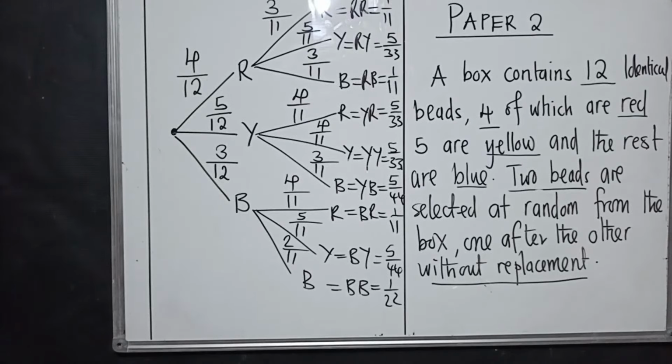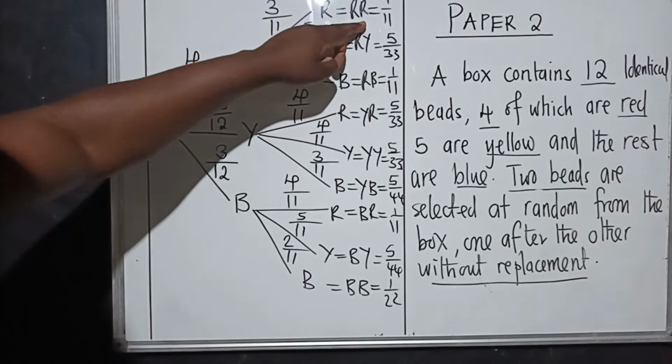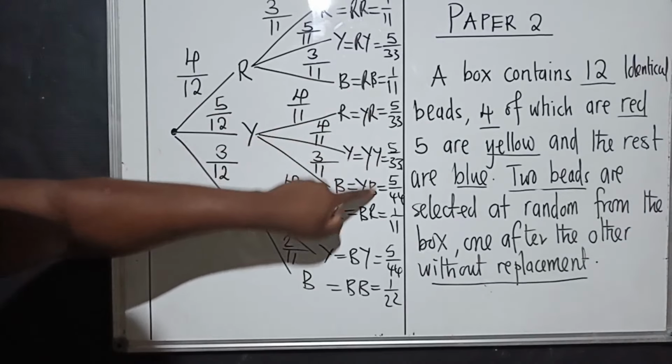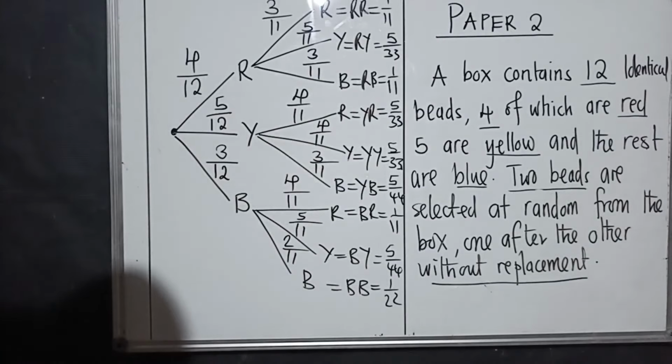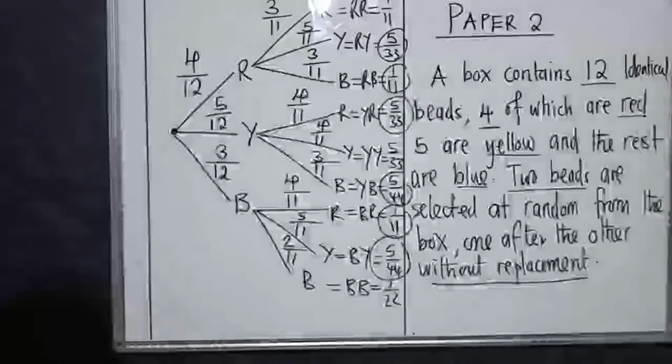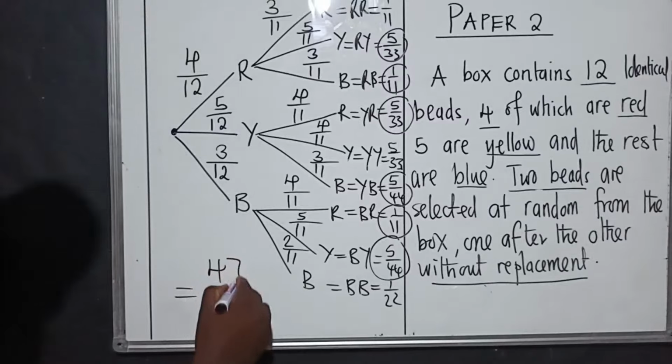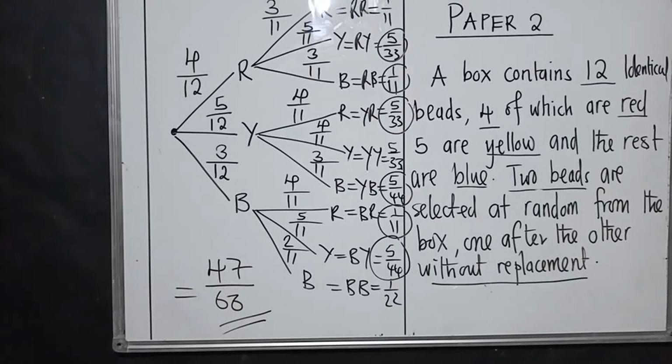So now the next question, let me just read it. On the same, they are saying calculate the probability that the beads selected are of different colors. So this is red, it's the same color, no. Red, yellow, that's different. Red, blue, different. This is different. This is the same. So just get the numbers for different colors and add them. And when you add those numbers, the answer will come out as 47 over 66. So that's it for that question.